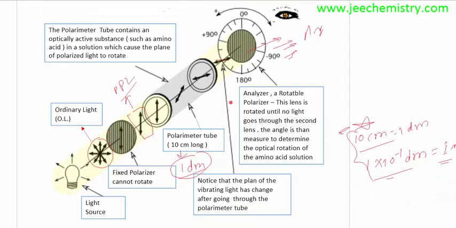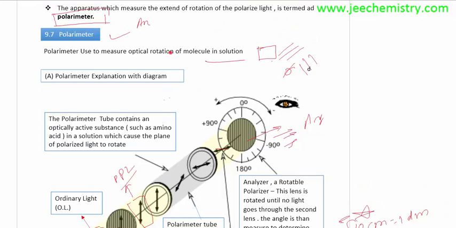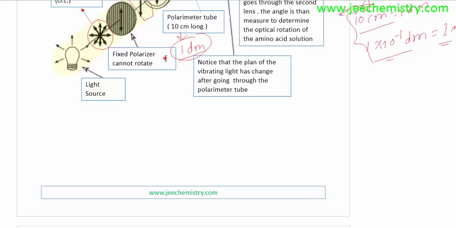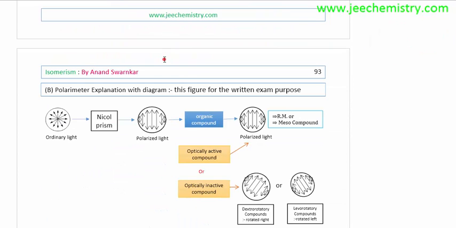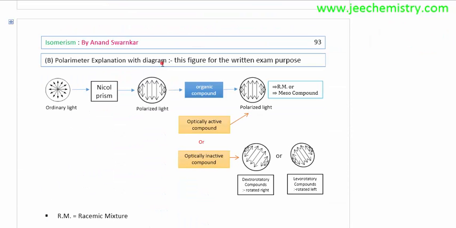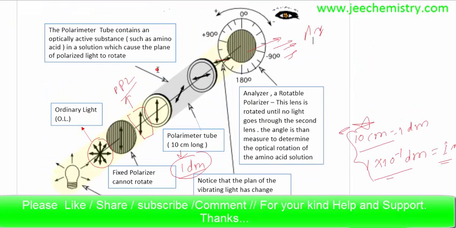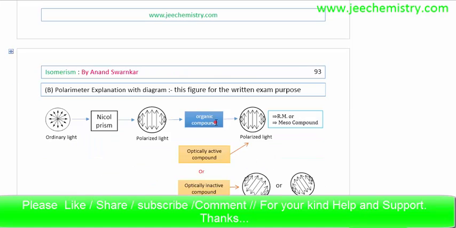This is called the polarimeter tube. In this way we are understanding what a polarimeter is. We have learned lots of things. Now we learn the polarimeter explanation with the diagram. This is very difficult to draw in any examination. If an examination asks anything about the polarimeter, it will be a little bit difficult, but you can also draw this type of diagram.